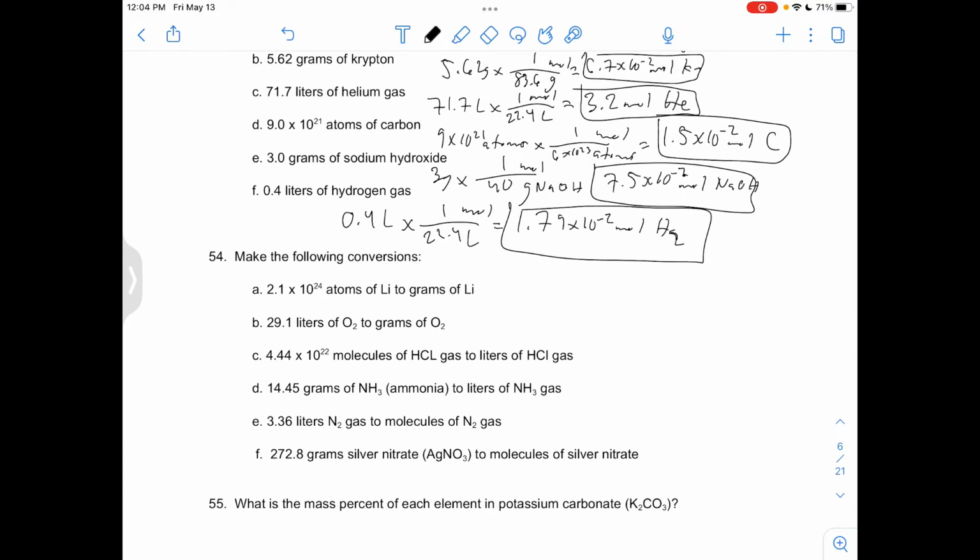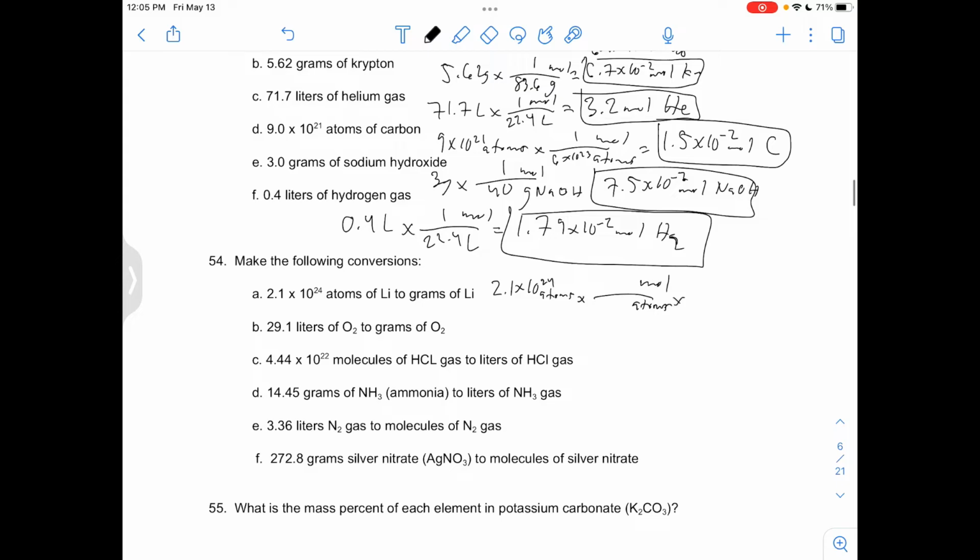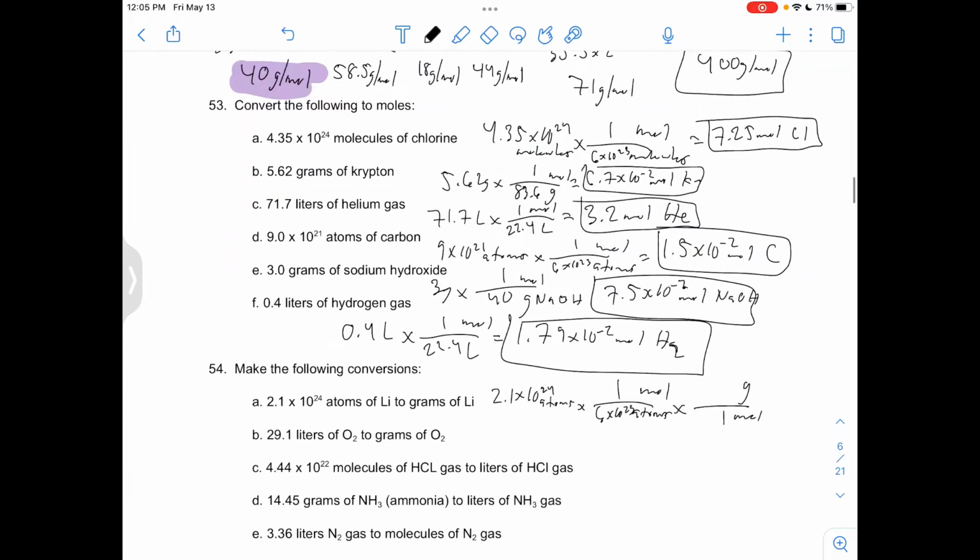Okay, conversions. So just kind of doing the same thing. 2.1 times 10 to the 24 atoms. So atoms goes on bottom. We want grams. I'm just going to put grams on top to simplify it. We should do it with the moles and moles, but technically moles cancel out, so you could just put grams over the atoms. Save you some time. Since it's lithium, you've got to use your periodic table.